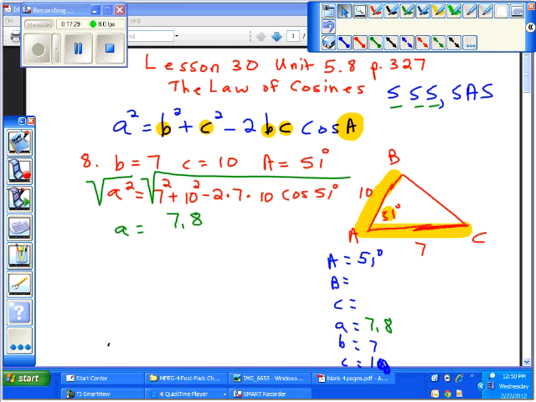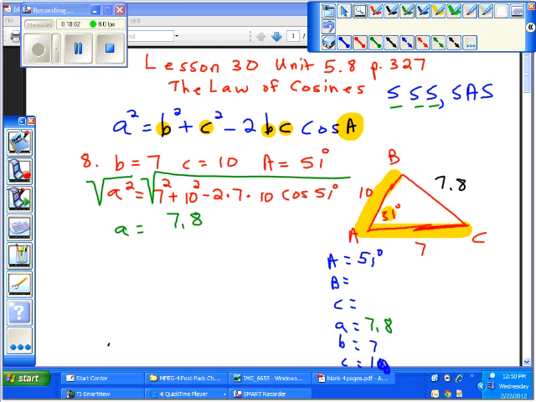Okay, now what do we have? We've got side, side, side. We could use the law of cosines again. People usually like the law of sines better. Could we switch over to the law of sines now? We've got a side, side, angle. Do we have a side, side, angle? Yes. Now y'all watch this. This is important. Side, side, angle.